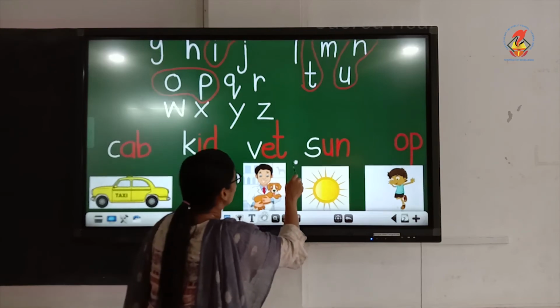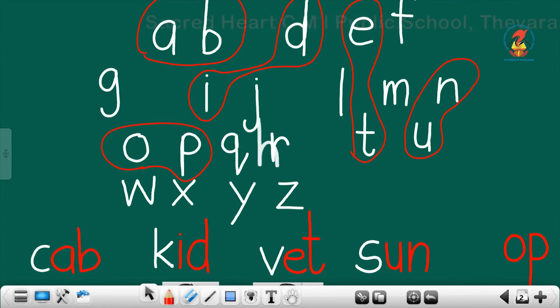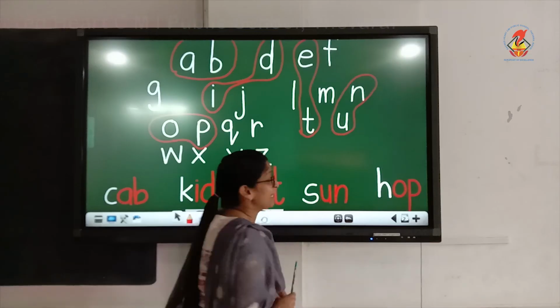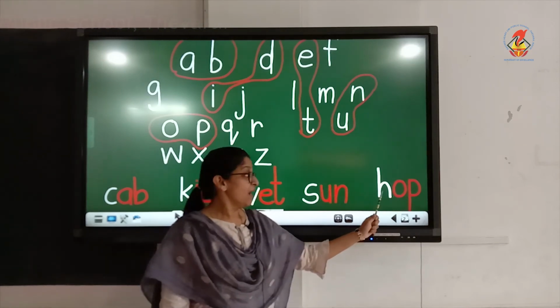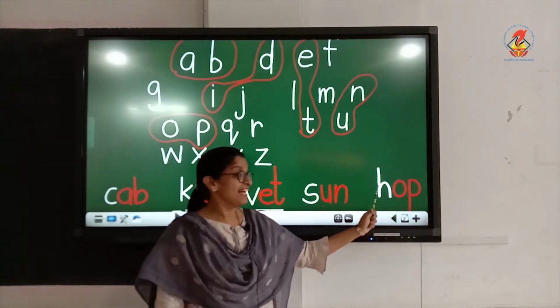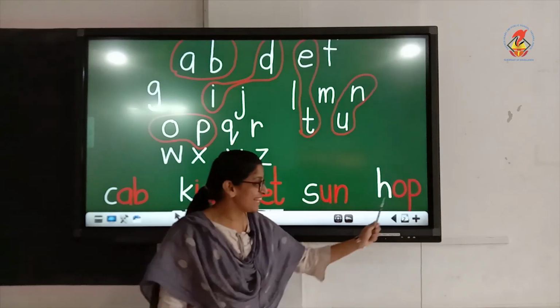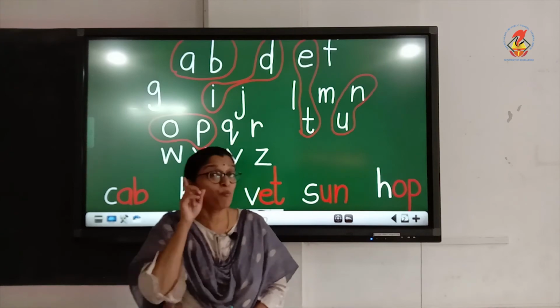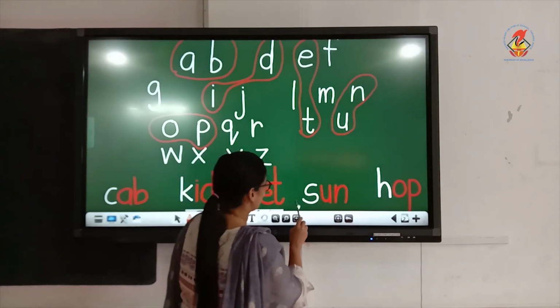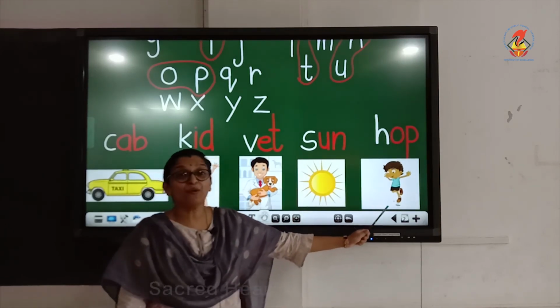And letter H joined the last group, op. Now let's read the last group. Op, op, op, hop. What does this say? Hop. Now what's the meaning of hop? Hop means to jump on one foot. See? There, you can see a boy hop on one foot.